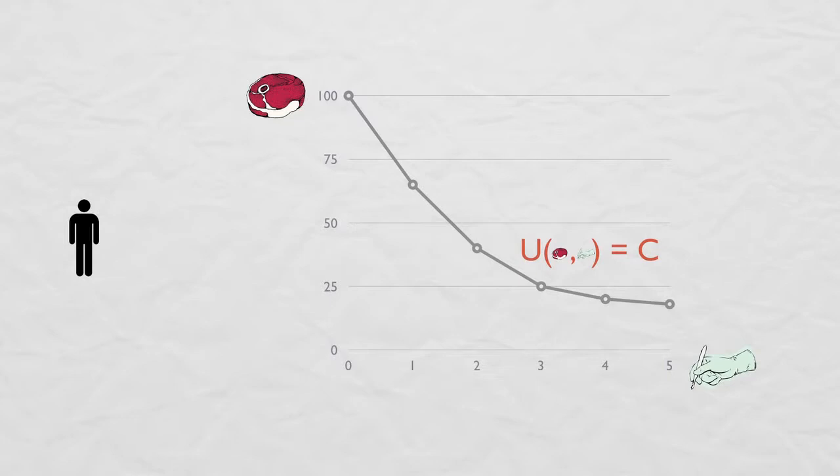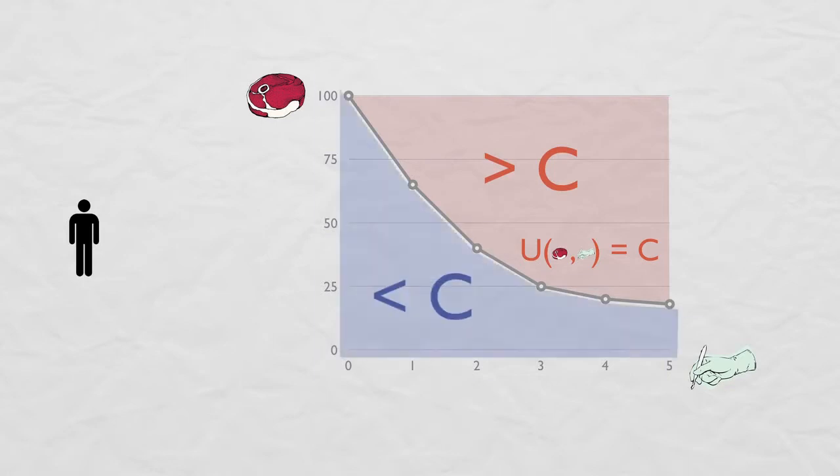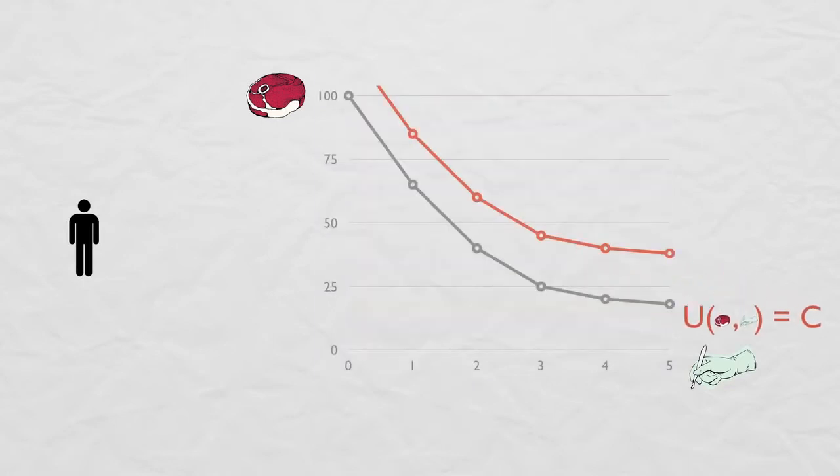A standard assumption to make about economic agents like Carl is that they're insatiable. That means that Carl always likes more things at least as much as he likes less things. What this means for his utility function is that it is monotonic increasing. Everything to the right of an indifference curve is higher than it, and everything to the left of an indifference curve is lower than it. And that's true for any indifference curve you could draw.